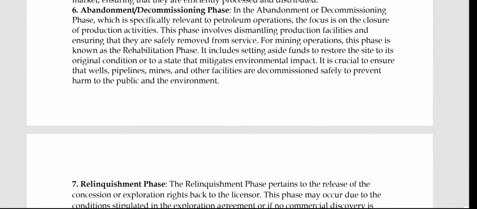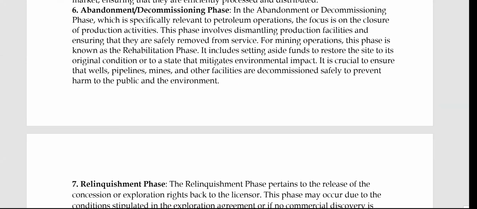In the abandonment or decommissioning, which is specifically relevant to petroleum, the focus is on the closure of the production activities. This phase involves dismantling production facilities and ensuring that they are safely removed. For mining, this phase is known as the rehabilitation phase. It includes setting aside funds to restore the site to its original condition or to a state that mitigates environmental impact. It is crucial to ensure that wells, pipelines, mines, and other facilities are decommissioned safely to prevent harm to the public and the environment.